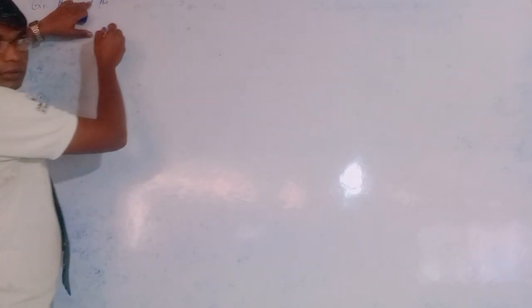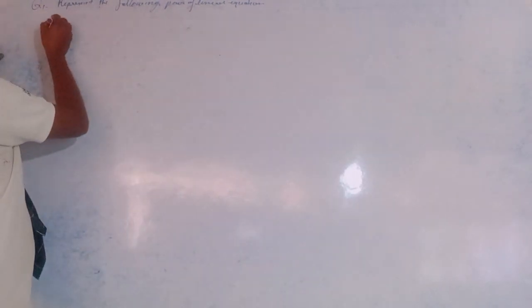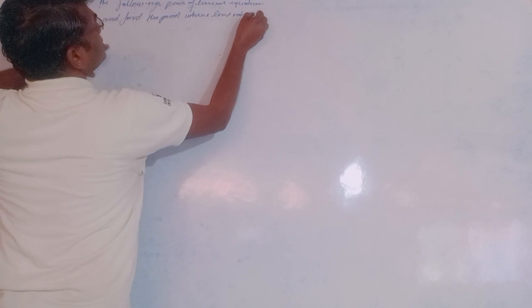And here is the question. Question 1: Represent the following pair of linear equations graphically and find the point where the lines intersect the y-axis.